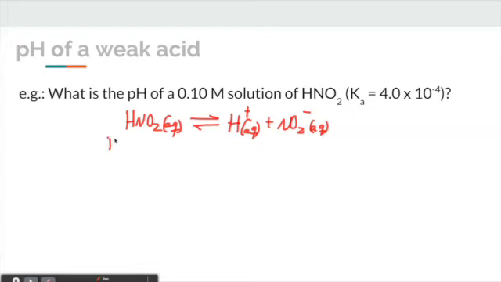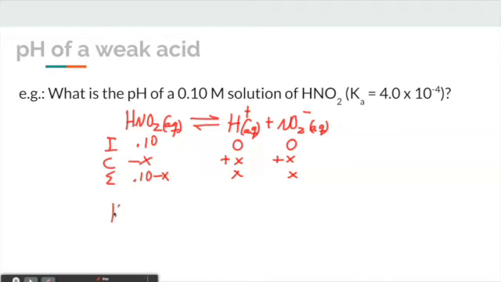Initially, well, this is a 0.1 molar solution, so my concentration of HNO2 is 0.1. I don't have any of this until ionization takes place. Then for my change, it's one-to-one stoichiometry, so I lose X moles of HNO2. I'm going to gain X moles of hydrogen ions and of nitrite ions. So at equilibrium, I'm going to end up with 0.10 minus X, and X for both the H plus and the NO2 minus.